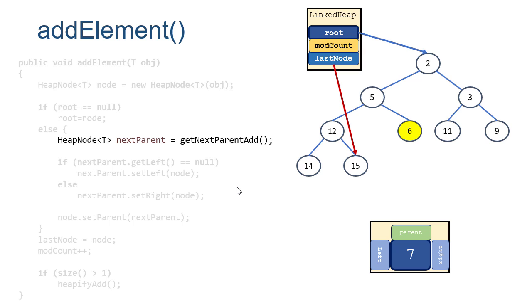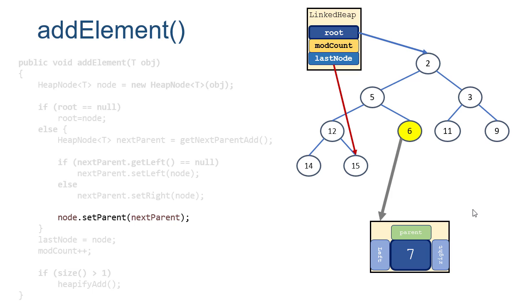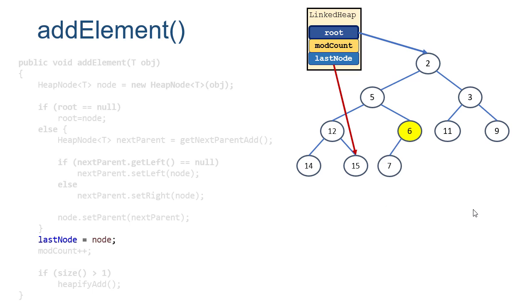So once we have that node, we need to determine, is our new node going to be the left or right child? If the next parent doesn't have a left child, then that's where the new node has to be added, because we add to the left before the right. And so we'll do that here. And then we set the parent of the new node to next parent, giving us this link. And now that element has become part of the heap. And since that's now the last node we added, we need to update that reference.